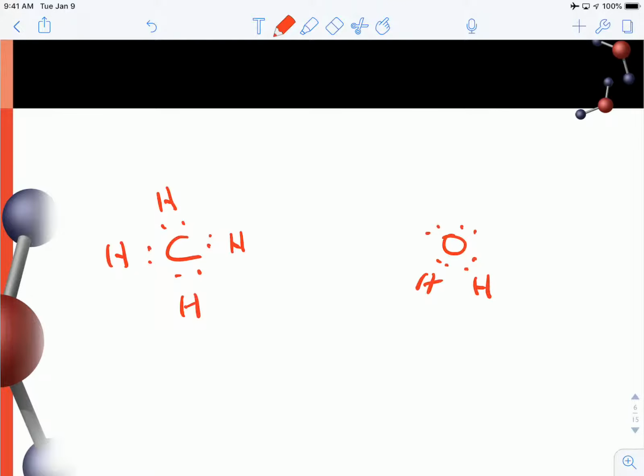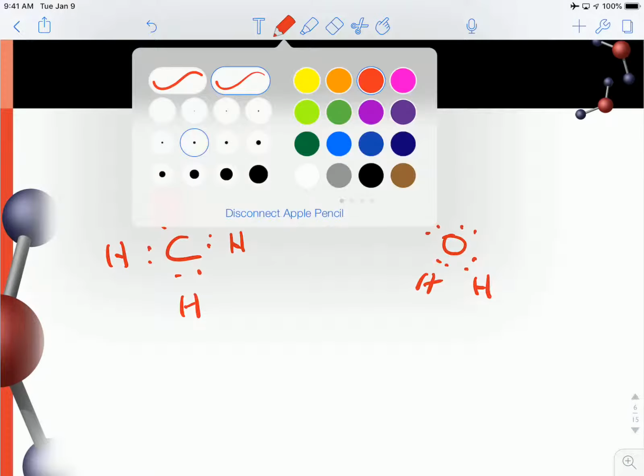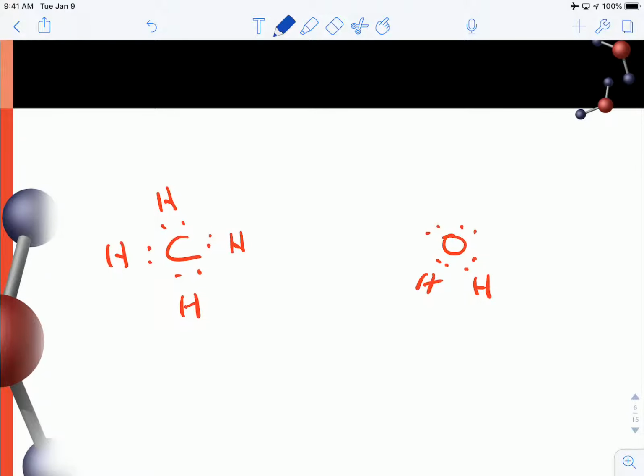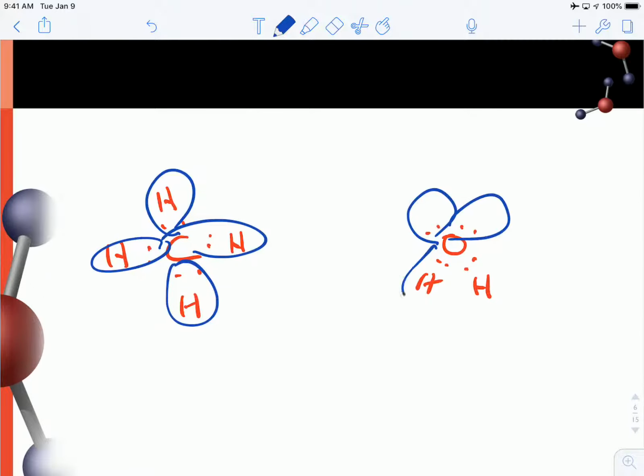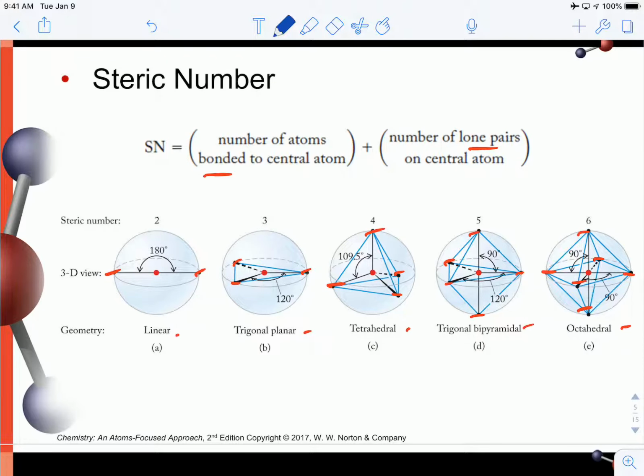Okay, so they both have 4 regions surrounding them, correct? It doesn't matter if they're bonded or non-bonded. And you can just circle those regions. 1, 2, 3, 4. 1, 2, 3, 4. Okay, going back up here, so basically they're all tetrahedral. Now this shows you the angles.